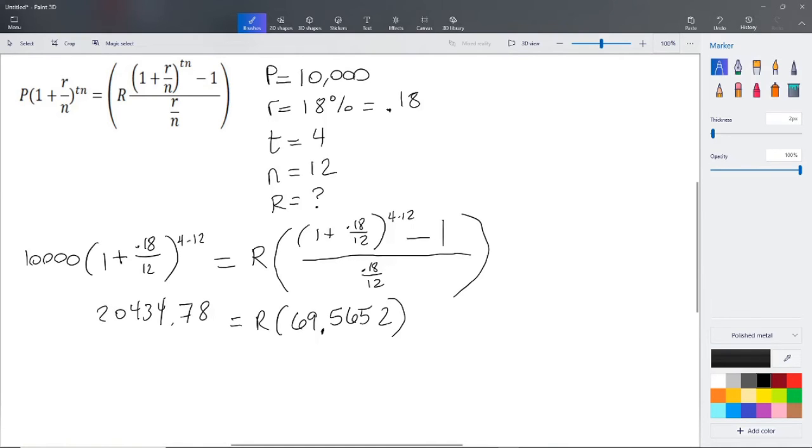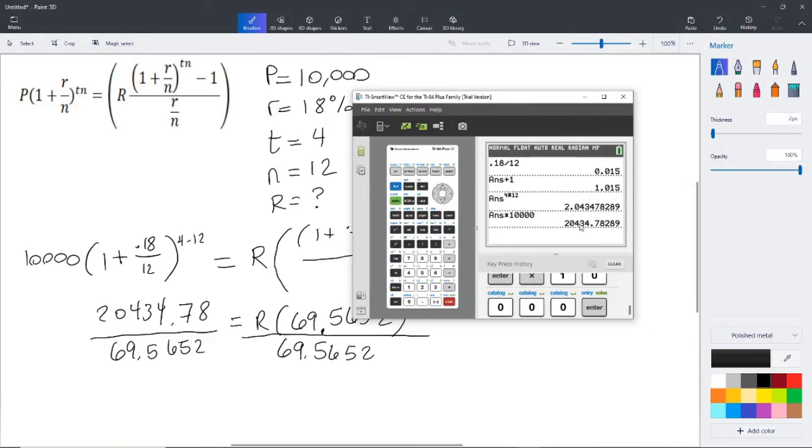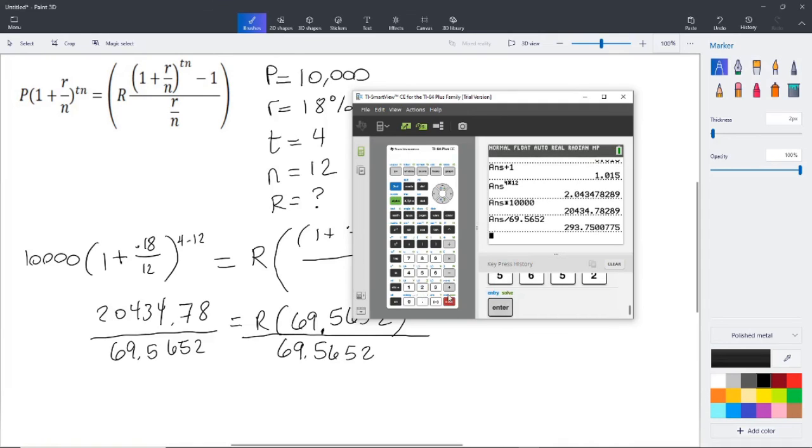But to find it, what we're going to do is divide both sides by this 69.5652. And that's going to give us our final answer, our final R value, our payment of what? Some amount of money. Let's bring our calculator back on screen. We still have the 20,434 sitting there. So we're going to take that and divide it by 69.5652. And it's going to give us a final answer of $293.75.